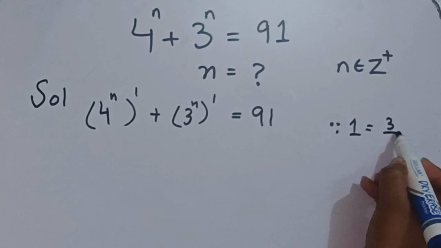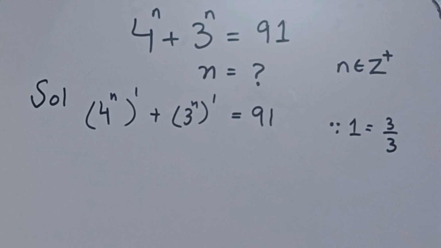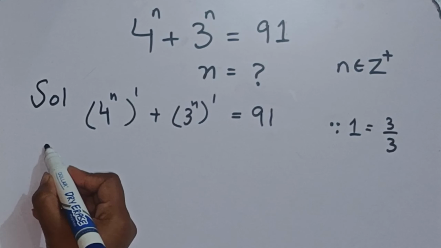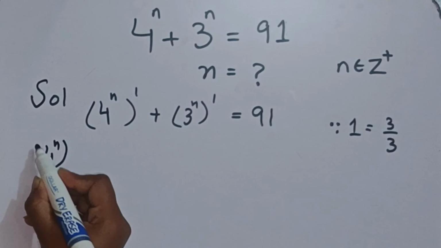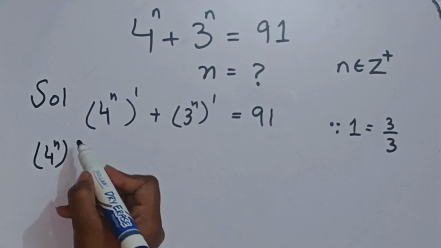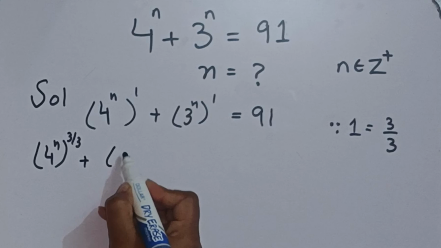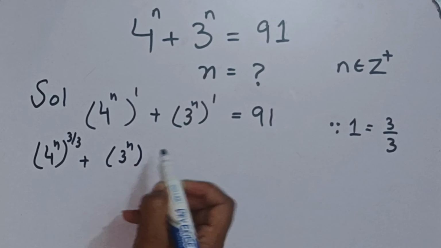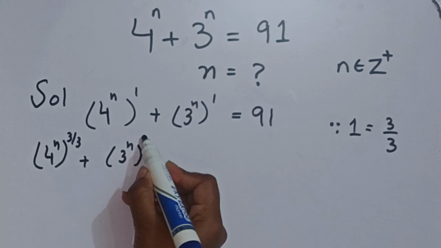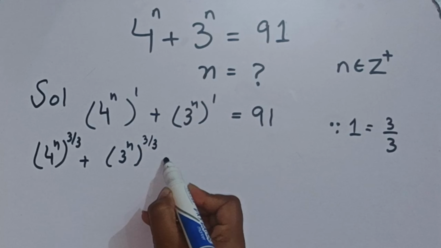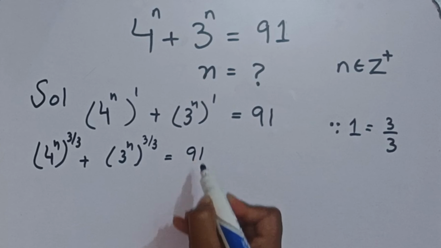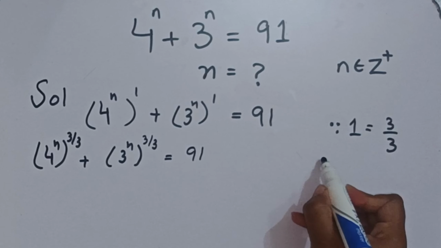Since we know that we can write this 1 is equal to 3 over 3. So in the next step we replace this 1 in exponent by 3 over 3. So we have 4 raised to the power n whole power 3 over 3 plus 3 raised to the power n whole power 3 over 3. This is equal to 91.